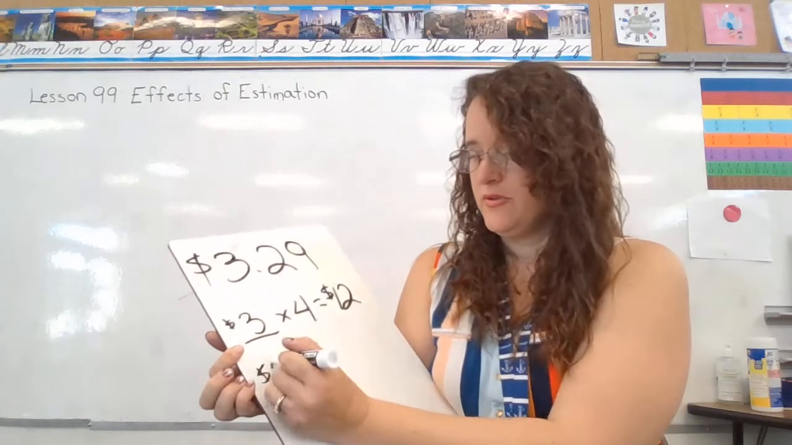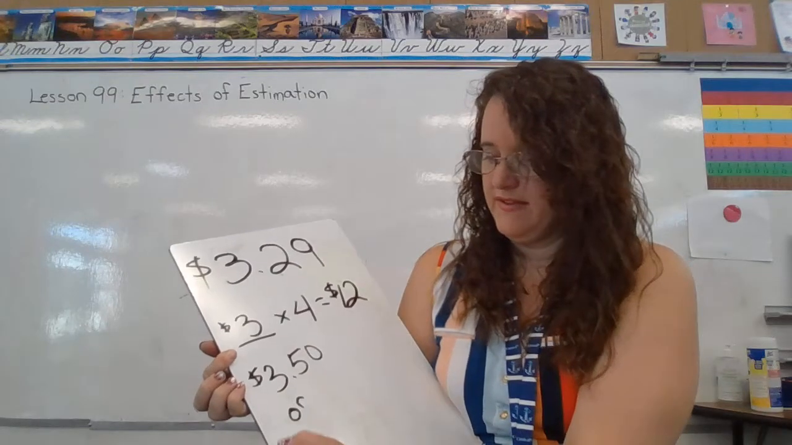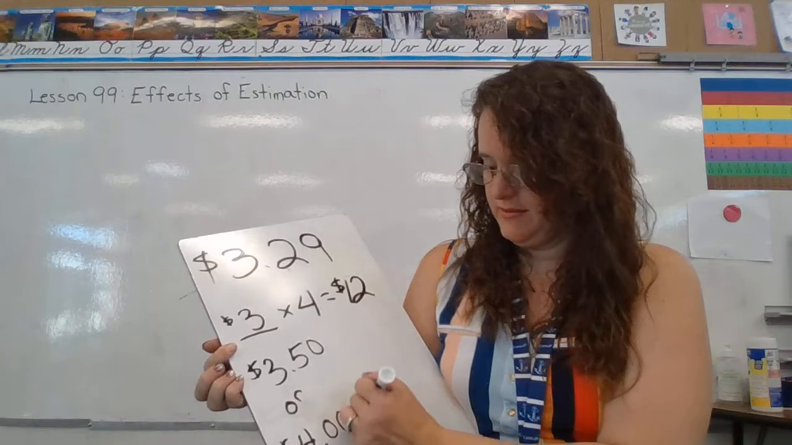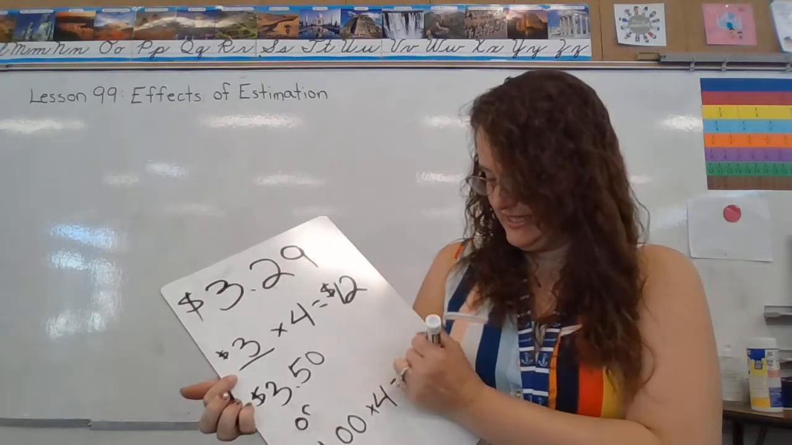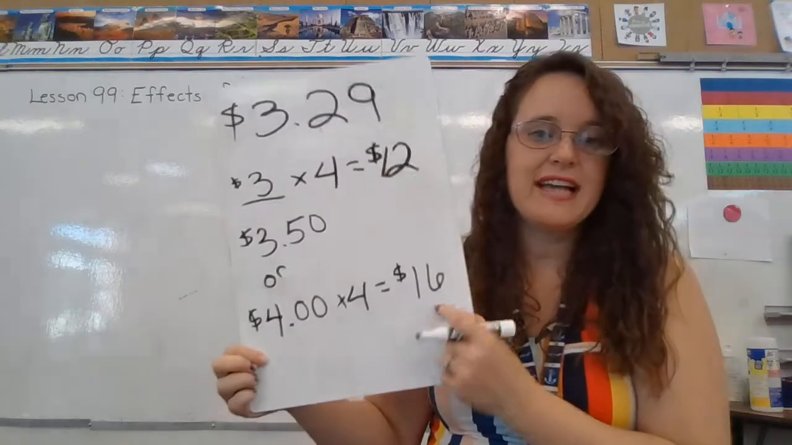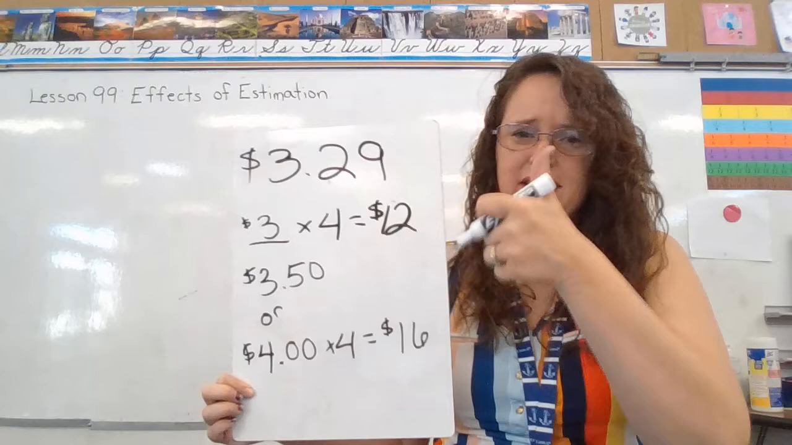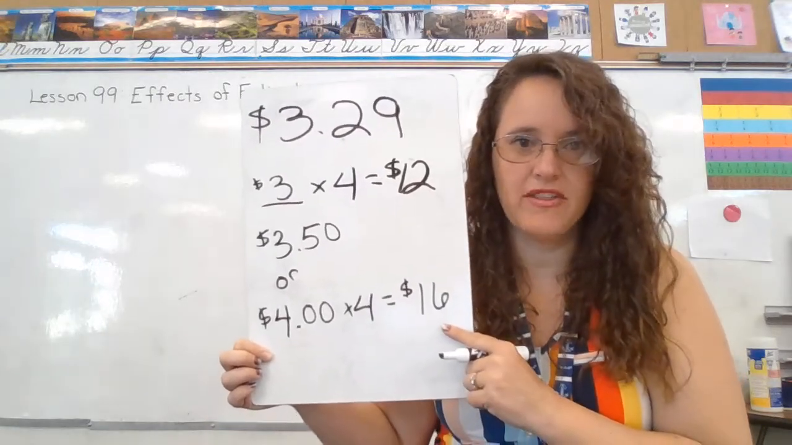I would either do $3.50 or even round the whole way up to $4 times 4. So $4 times 4 is going to give me $16. That's more than what I need because that rounded really far. To round up from $3.29, I overestimated. That's what we call that.